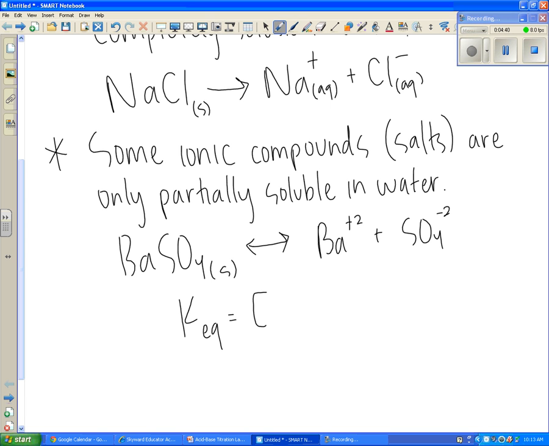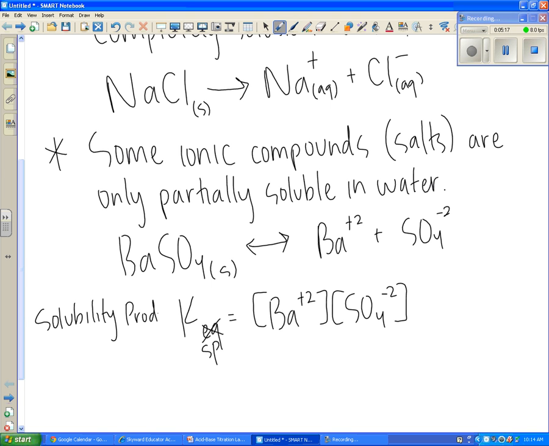Keq is equal to the concentration of barium ions times the concentration of sulfate ions. Both of these have a 1 in front of them, so both of these are raised to the first power, or just themselves. Now, just like with Ka and Kb, this has a special name. This is called Ksp, which is referred to as the solubility product constant for salts.